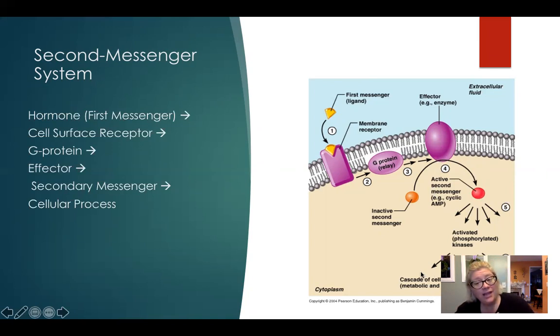A lot more complicated than the lipid-soluble hormone that can just move in and do all the work itself. The water-soluble protein has to rely on the cell surface receptor, the G protein, the effector, and the secondary messenger in order to get its message from the outside of the cell to the interior of the cell. Again, a lot going on very, very quickly, all in perfect harmony to allow us to do simple things like digest food.